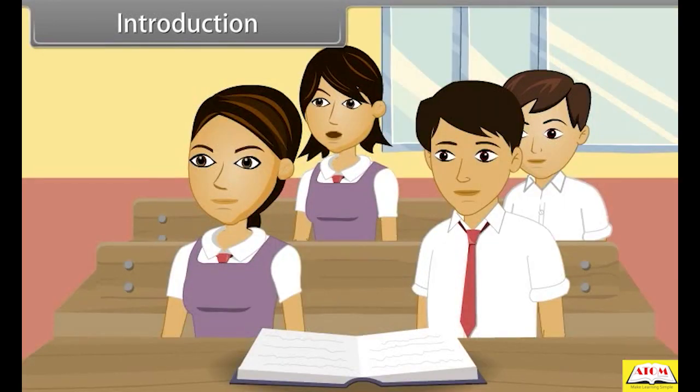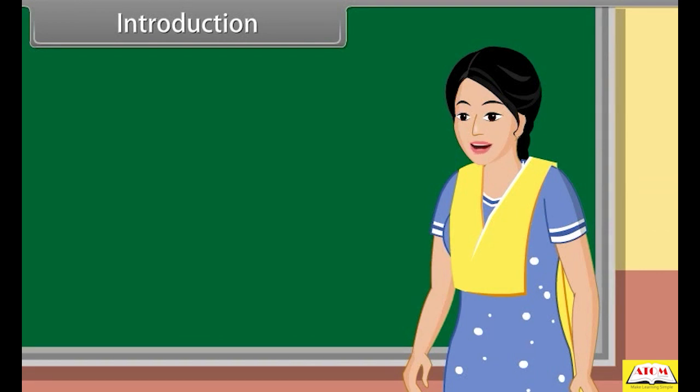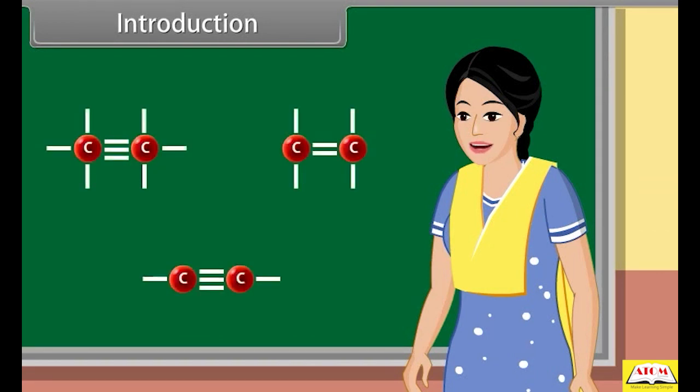Teacher, how are the carbon-carbon atoms attached? The carbon-carbon atoms are attached by single bond, double bond or triple bond, and the functional group present on the organic compound decides its chemical nature.